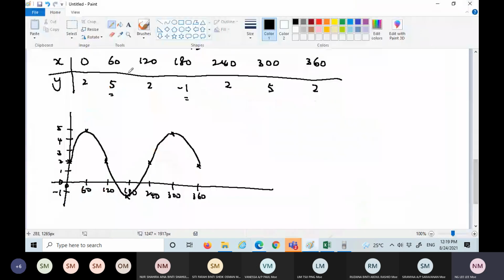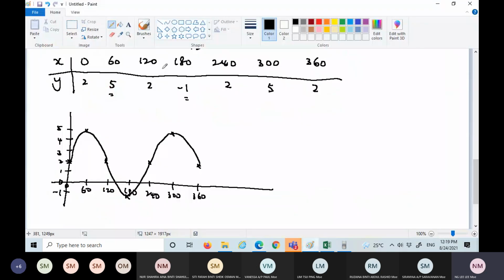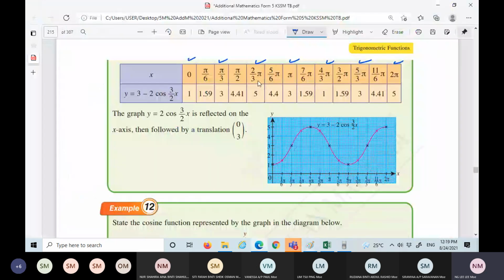Just now we have 60 degrees. 60 degrees is pi over 3. Then 120 degrees is 2 pi over 3. Then this is 3 pi over 3, 4 pi over 3, 5 pi over 3, and then 6 pi over 3, which is 2 pi. This one you have to know. So how to convert the 60 degrees we got just now into pi over 3? How? Times what? Divide by what?